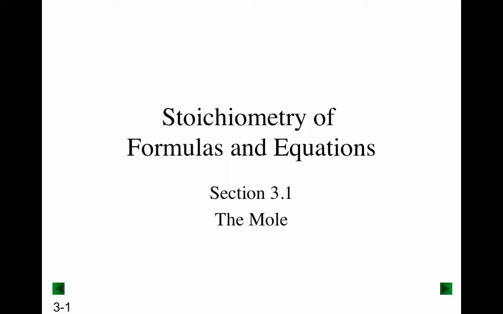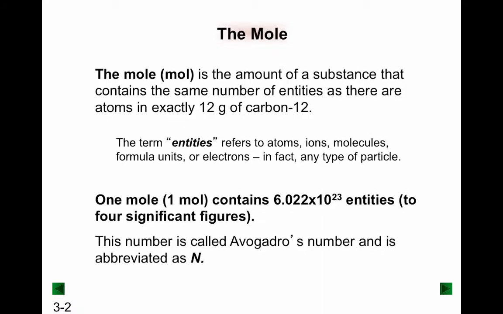Chapter 3 continued, Stoichiometry of Formulas and Equations, Section 3.1, the mole. The mole, abbreviated mol, is the SI unit for the amount of a substance. The mole is often referred to as the chemist's dozen. The mole is defined as the amount of substance that contains the same number of entities as there are atoms in exactly 12 grams of carbon-12.